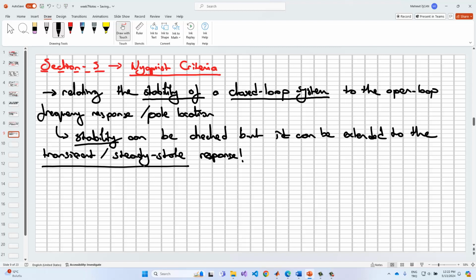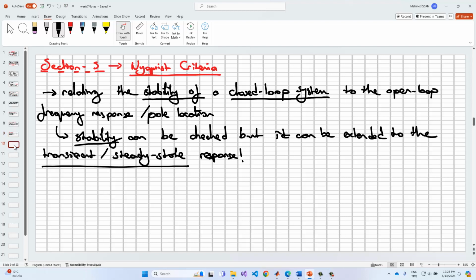For example, if you have the unit step signal, you don't need to analyze this Nyquist criteria because we can design our system based on the root locus. But if you have an input like the sine or the cosine, then you need to check these frequency responses based on the Nyquist criteria. Okay, so these are the basis for our relations.